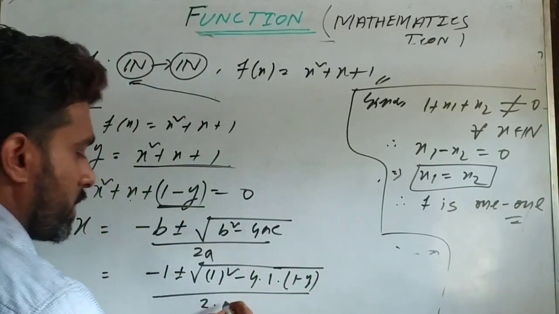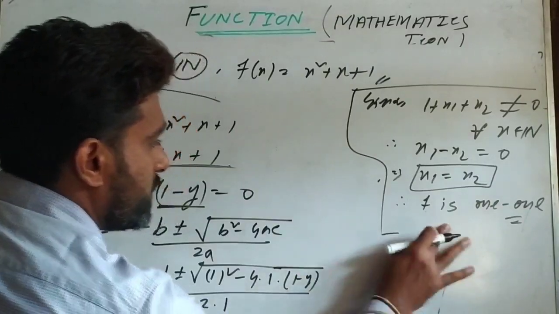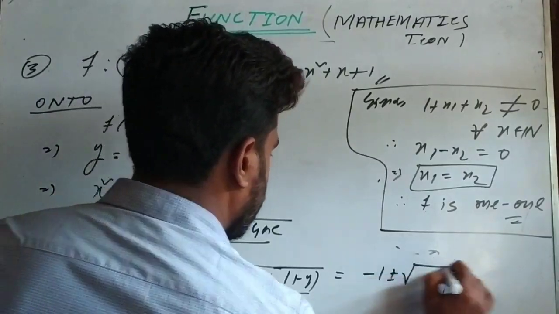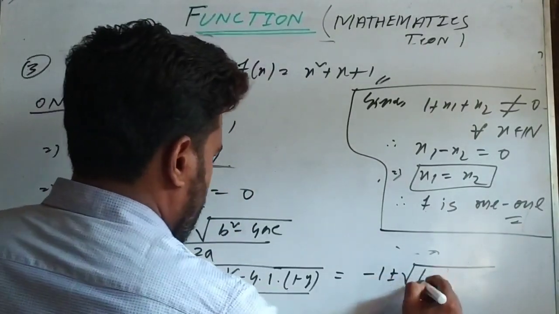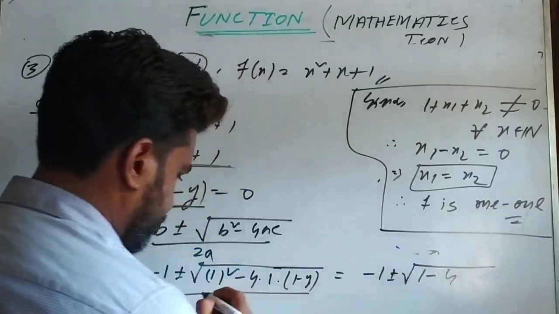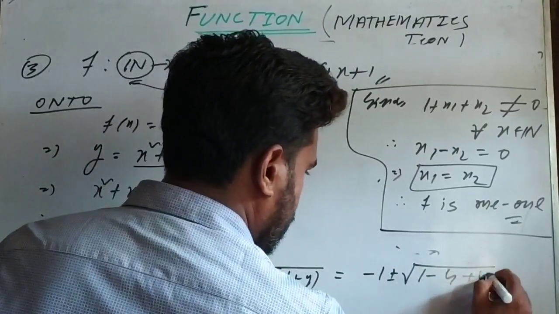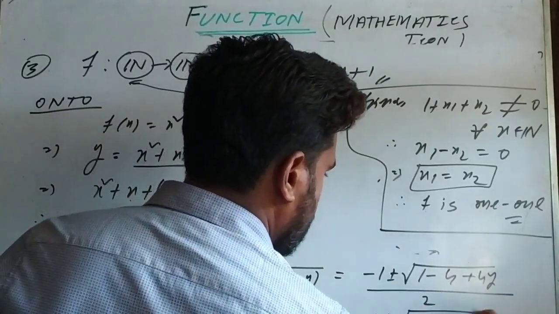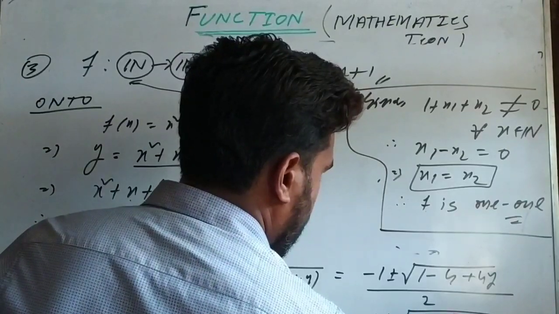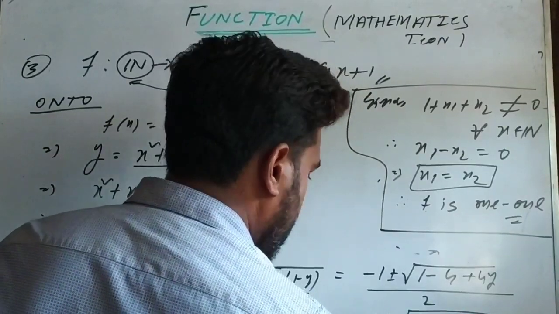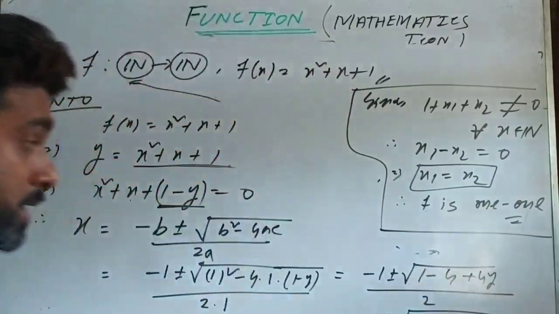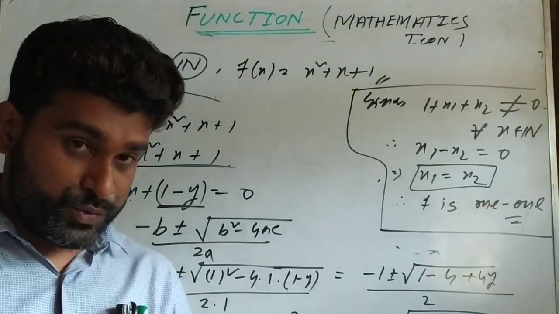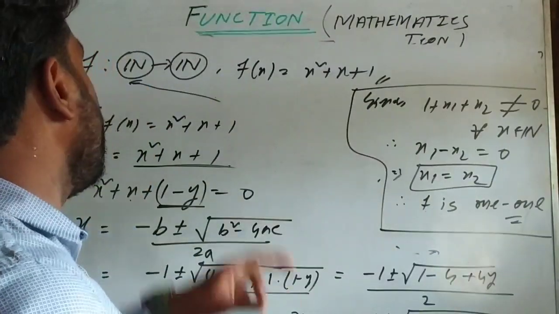Here a is the coefficient of x square. So here you can see minus 1 plus minus root over 1 minus 4, minus minus plus 4y, by 2. That means minus 1 plus minus root over 4y minus 3, by 2. Now what has come here? X equals to this. Now we have to choose the values of y from the natural number set.